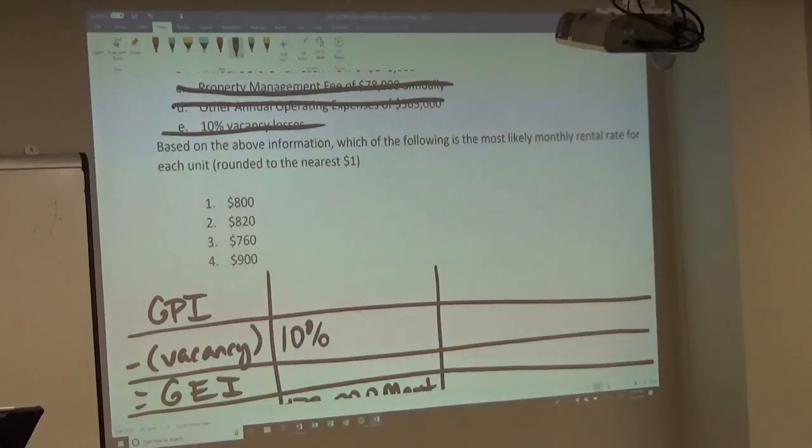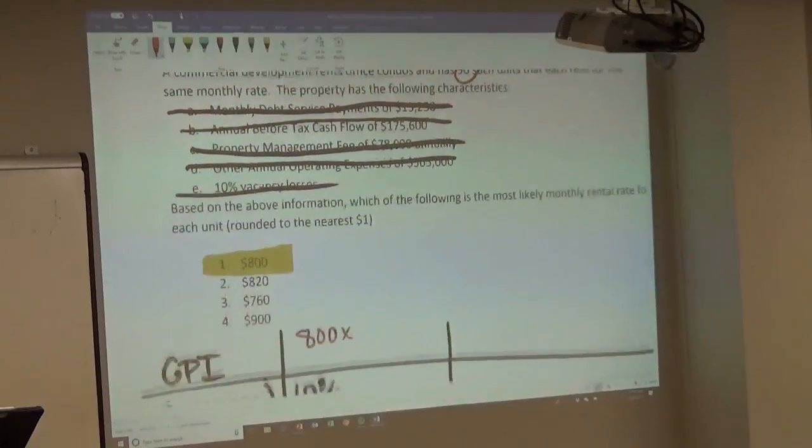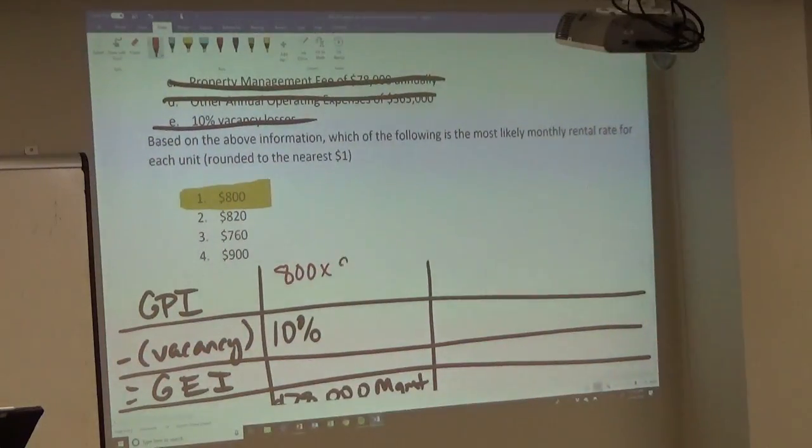What we want to do is start to try their numbers one at a time. So we'll start with $800. Here's the information that $800 would tell me. That would go in the gross potential income line, and it would be 800 times, go back and look how many units, 90 units for the same monthly rate. So 800 times 90 units times 12. And if I did that, that would give me a gross potential income of $864,000.